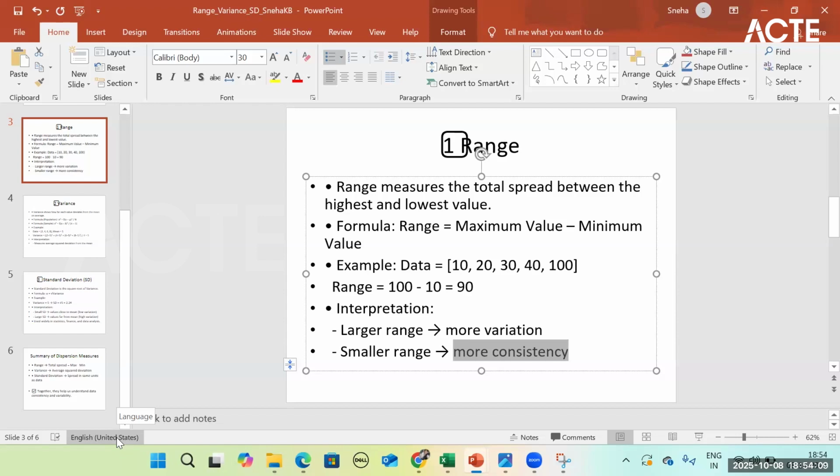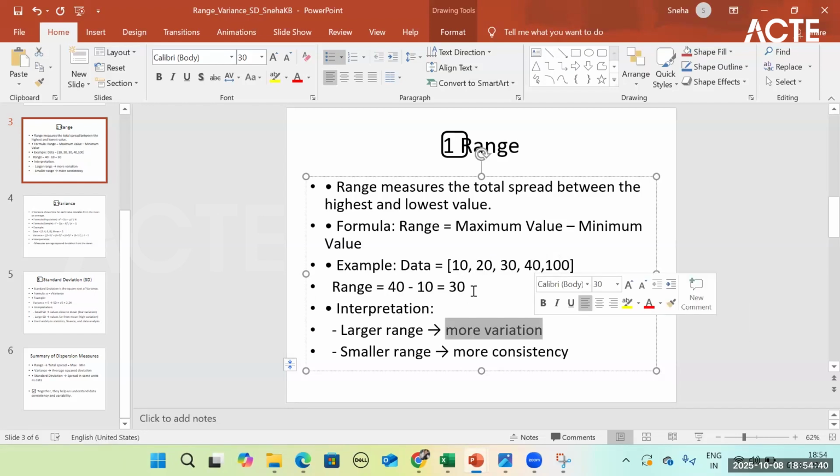For example, if the maximum value is 40, then 40 minus 10 is 30, which is a very small difference, and everything is interconnected in my data. When it was 100, 90 was my range, and there was more variation in my data.